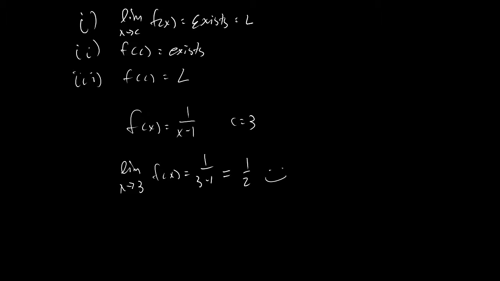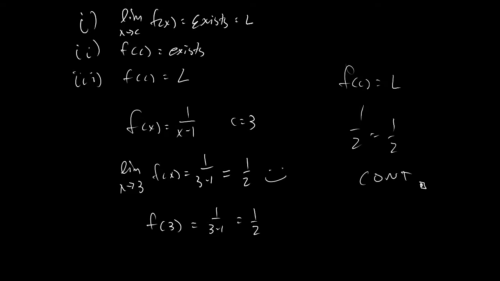Yay. And next thing I'm going to find f of 3, which is equal to 1 over 3 minus 1. Hey, it's the same thing. Look at that. So I say that 1 half is equal to 1 half, namely that my f of c is equal to my limit, so therefore it's continuous. And we're happy about that. So this is my i, this is my i, and this is my i.